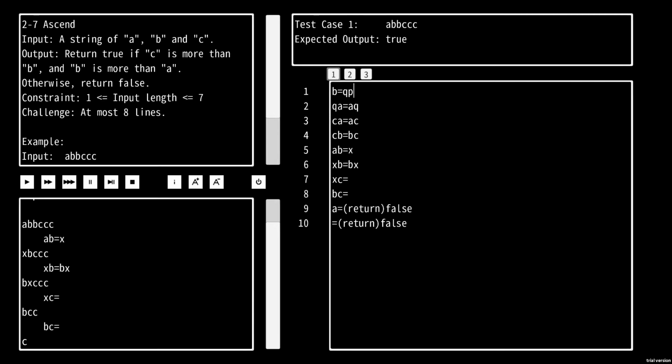Because now I have 4 choose 2 is 6 lines. Then I have the eliminations. And then I need 2 return statements. So yeah, it is too much.